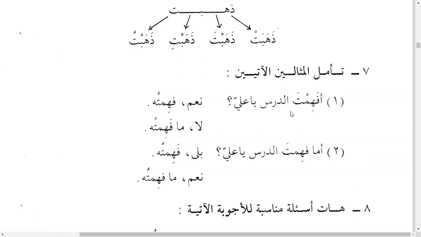أفهمت يا إرفان؟ Fahimtu ya Ustaz. Okay, أفهمت الدرس يا علي؟ So Ali says نعم فهمته, and we know فهمته refers to the lesson, the dars. So when he says فهمت, فهم is the verb and tu is the doer. لا ما فهمته, no, I didn't understand it.